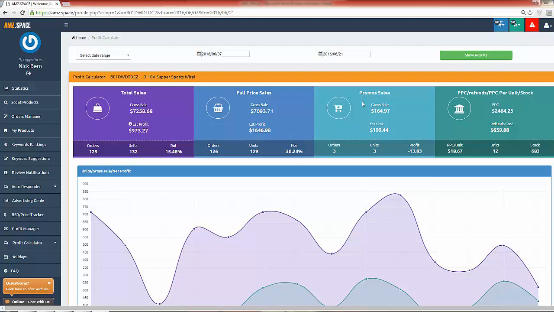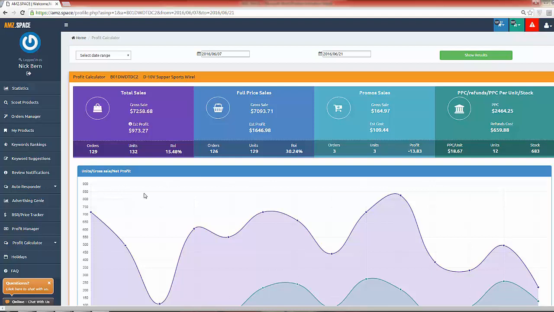Now looking at our promo sales, we can see our gross sales value, our estimated cost, our number of orders, units ordered, and estimated profit. To the right of that, looking at our PPC refunds, PPC per unit, and stock category, we can see our total value for our PPC campaign in the given date range. We can see our total value of refunds in a given date range. We can see our PPC per unit cost, which is our total PPC cost divided by our units sold, our units returned, and our total stock.